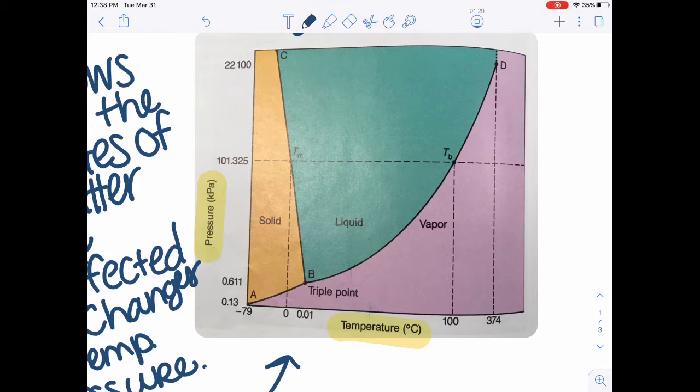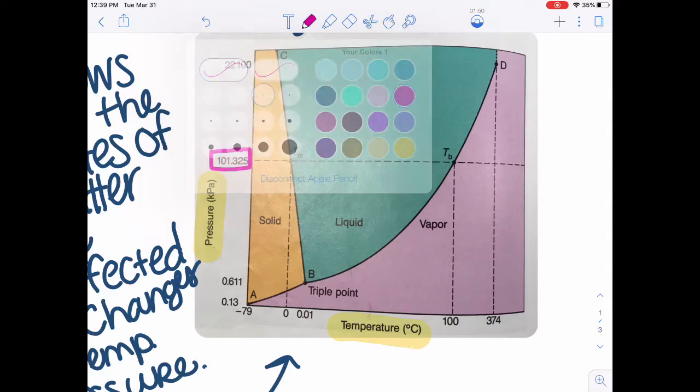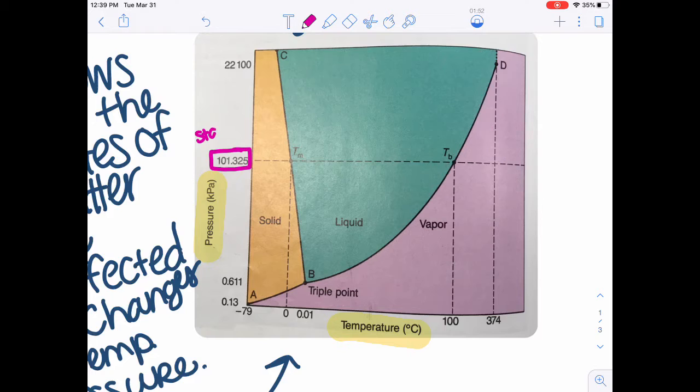We have several different things that we can determine based on the phase diagram. A couple things to note right now is that this seemingly random number is actually our standard pressure. If you remember from the last lesson, standard pressure is 101.325. So standard pressure is going to be important when we look at the melting point and the boiling point.